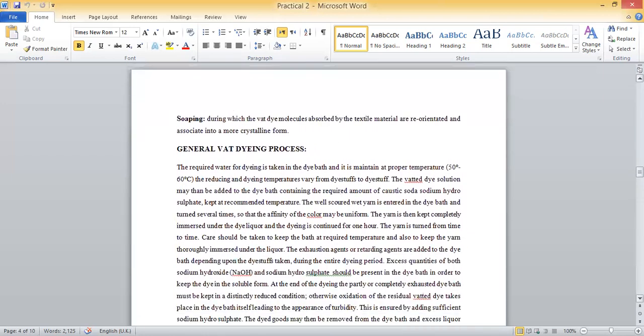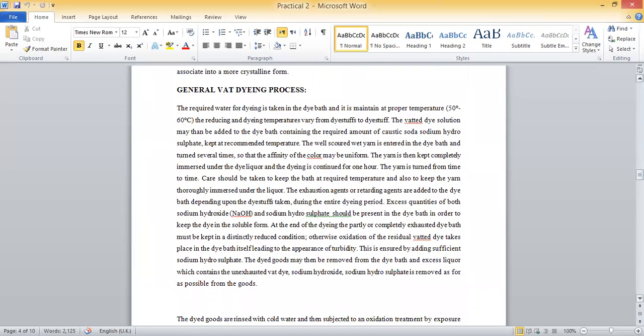So let me explain the general vat dyeing process. The required water for dyeing is taken in the dye bath and it is maintained at proper temperature. The reducing and dyeing temperatures vary from dyestuff to dyestuff. The well-scoured wet yarn is entered in the dye bath and turned several times so that the color may be uniform. The yarn is turned from time to time, and care should be taken to keep the bath at the required temperature and also to keep the yarn thoroughly immersed under the liquor.